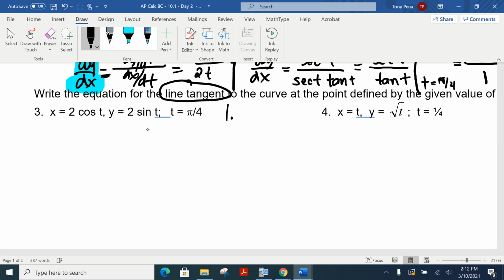Same process where in order to do that, we need a point where our line is tangent to the curve, and then we want to know what is our slope at that particular point. Same thing we would have done for every one of these problems all year.